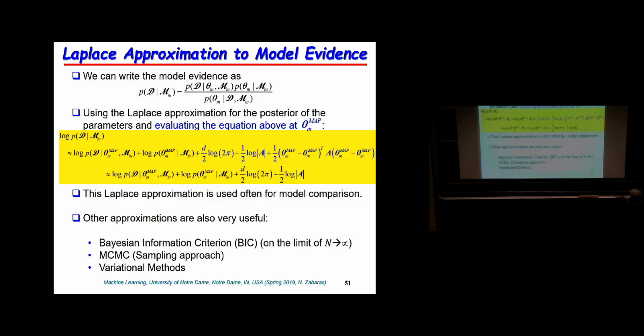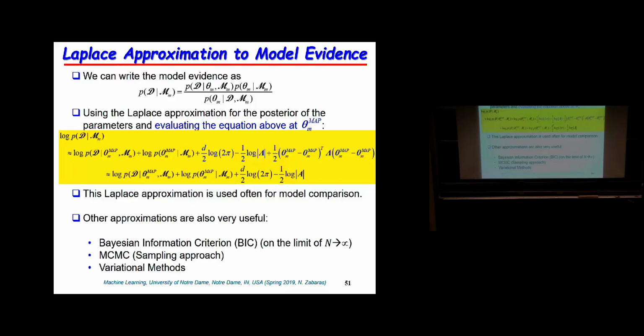The Laplace approximation, all right? What did I do? I said I'm going to approximate everything for theta equal to theta MAP. So what is going to happen to this term? It's going to disappear. So what I'm getting is the log likelihood, the log prior, this D over 2 log of 2 pi, where D is the dimensionality of the problem, minus this log of the determinant of A, and I remind you A is minus the second derivative of the log likelihood computed at theta MAP.